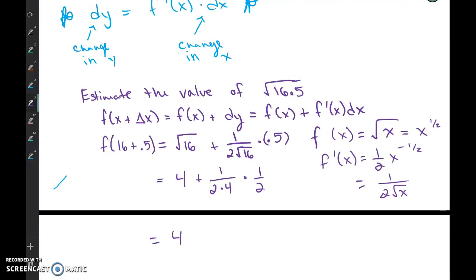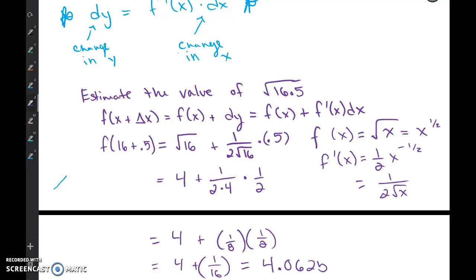Alright, then what do we have going on here? Well, let's break it down. We've got 1 over 8 and 1 over 2. 4 plus 1 over 16. Alright, normally I don't allow this, but we're going to just convert this over to a decimal, and it comes out to 4.0625.